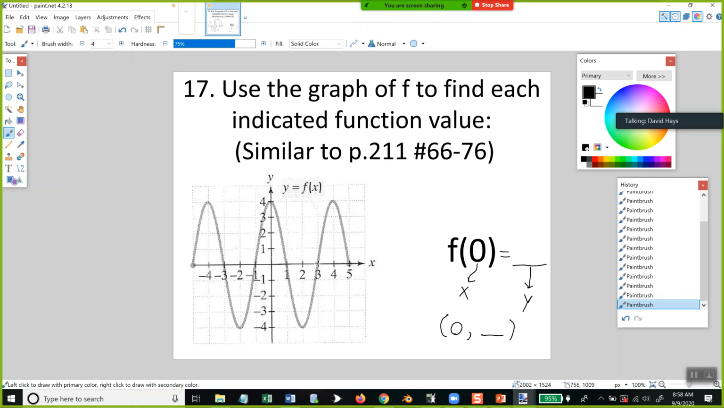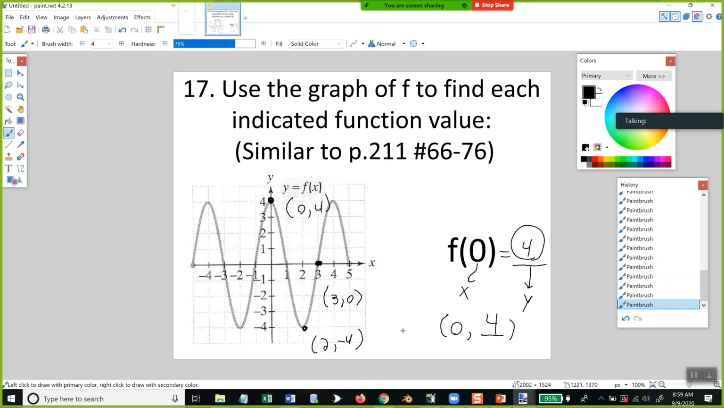Like this point right here is 3 comma 0. That's not it, is it? This point right here is 2, negative 4. That's not it. It doesn't start with 0. This point right here is 0 comma 4. And that's it, because it starts with 0, doesn't it? Now, all they're wanting for the answer is the 4. So our answer would be 4.